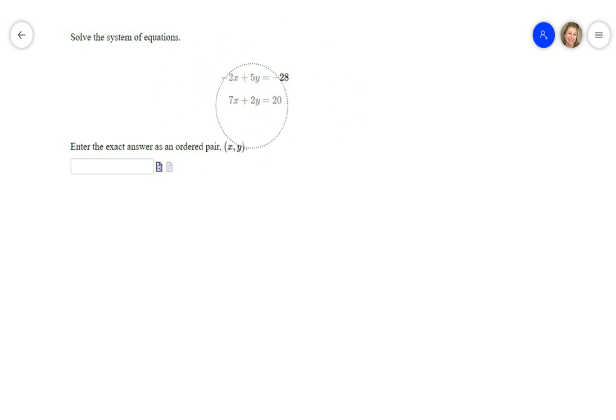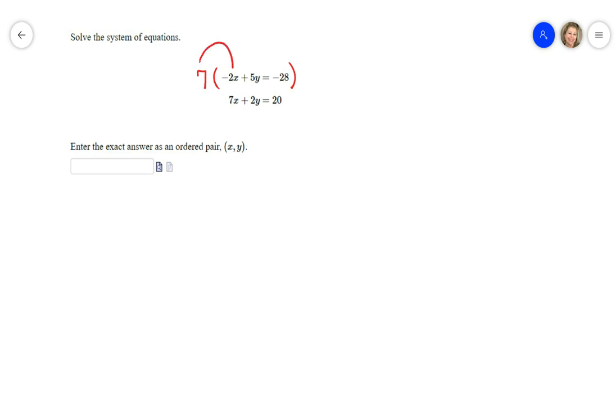But when I look at this, I already noticed that my x's are opposite signs. One is negative, the other is positive. So I'm going to eliminate my x's. Now, what I'm going to have to do, however, is change both equations. As long as what you do to one side, you do to the other, you can do whatever you want. And what I'm going to do is multiply this by 7.